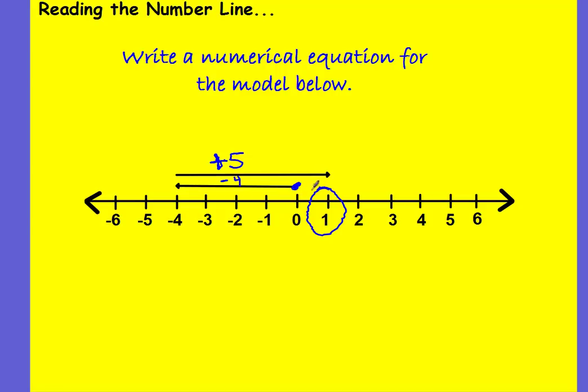So when you write your equation, you're going to start with your first line, the lower line, so it's -4. To that we added 5, and our answer was 1. So -4 plus 5 equals 1. That is the equation for the model below.